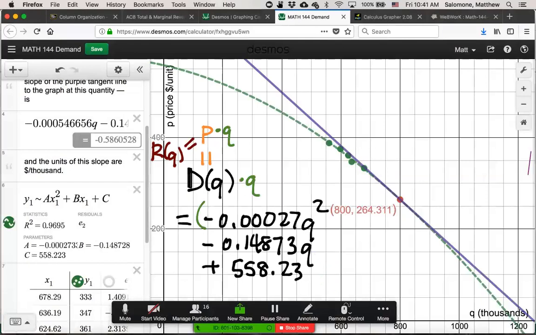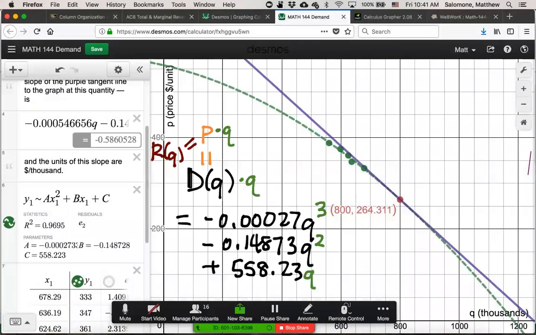So when we look at the revenue function, it's not going to look that much different than the demand function, but the exponents on the Q's go up. So it's Q to the third power, Q to the second power, and then we have a Q to the first power that shows up on this 558.23. So that's how we can get a formula that describes my revenue function.